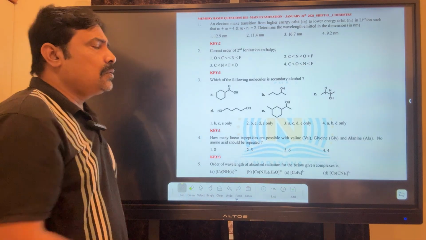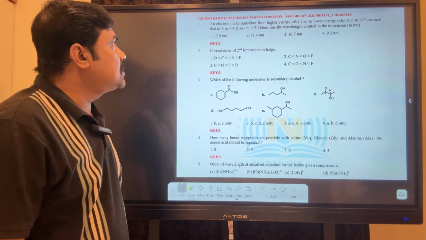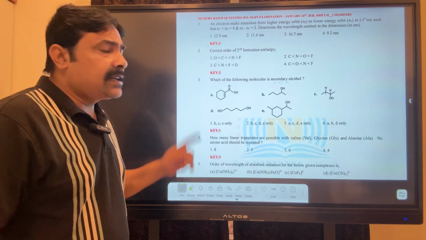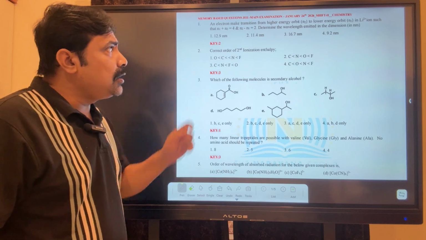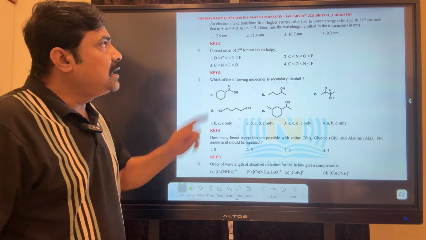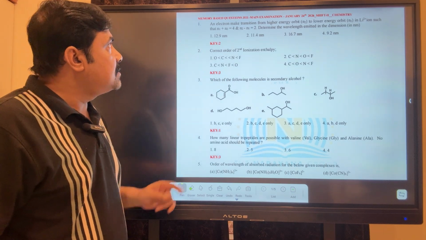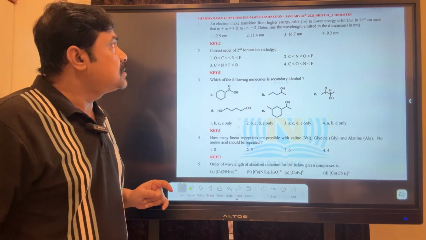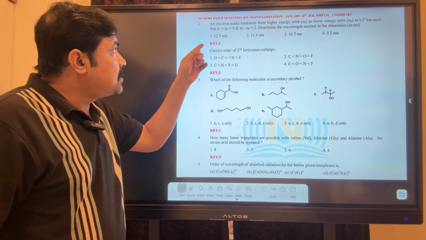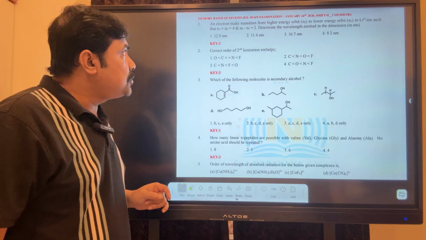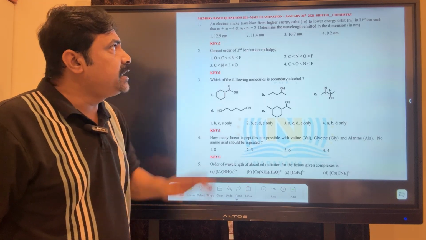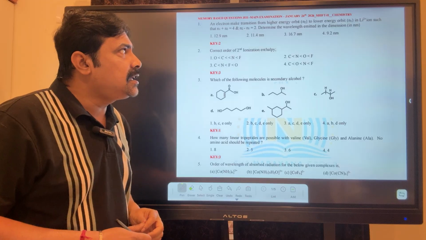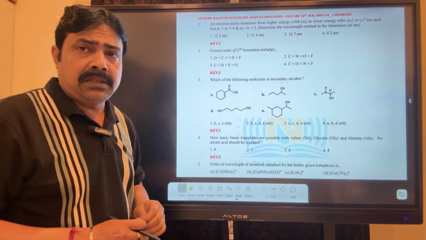Now here, the first question they ask: an electron makes a transition from a higher energy orbit n2 to a lower energy orbit n1 in a Li2+ ion, such that n1 + n2 = 4 and n2 - n1 = 2. Determine the wavelength of the emitted radiation in nanometers.